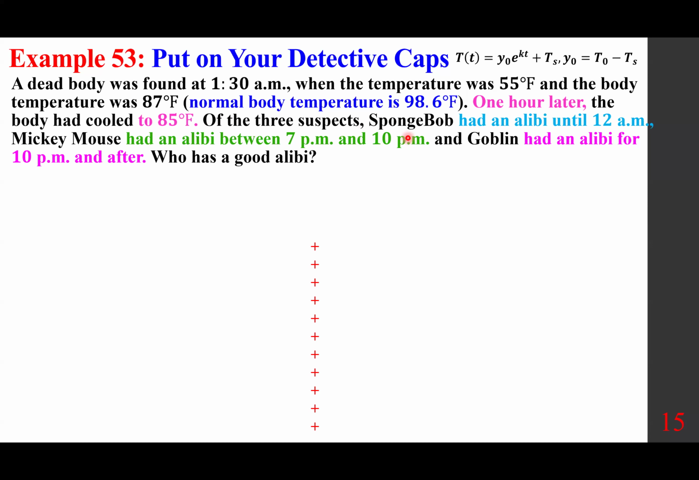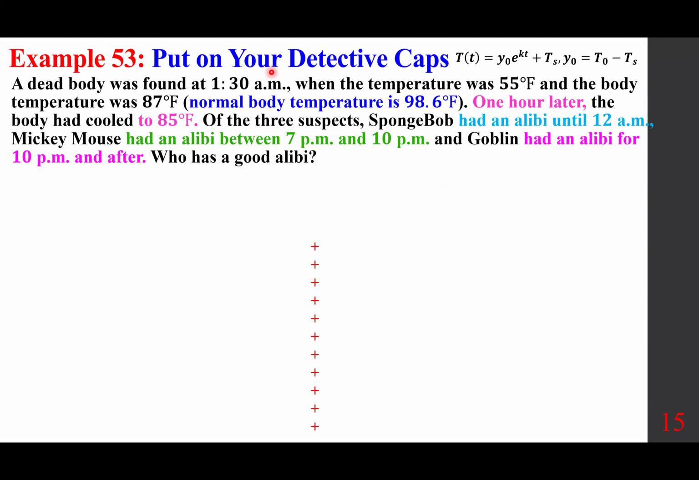Of the 3 suspects, SpongeBob had an alibi until 12 a.m. Mickey Mouse had an alibi between 7 and 10 p.m. And Goblin had an alibi for 10 p.m. and after. Who has a good alibi? Okay. We really want to know what's going on, so we are going to go back and read it again.